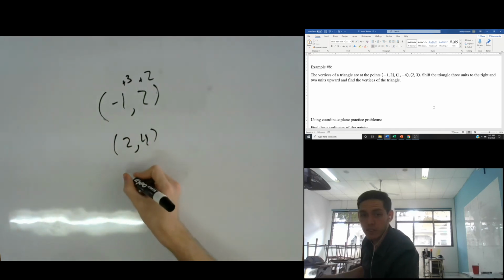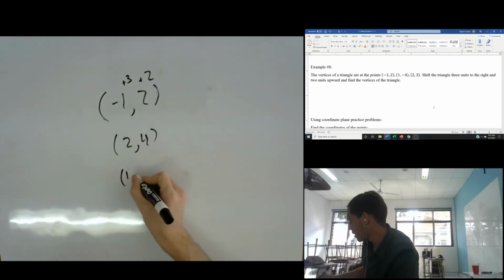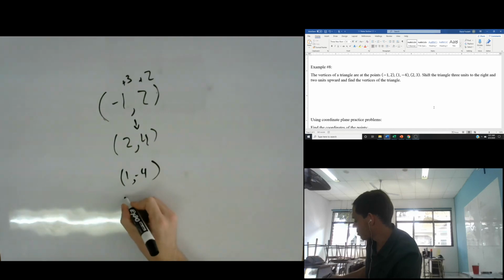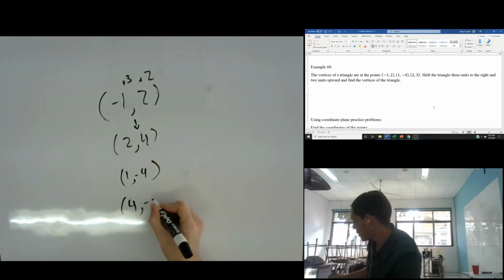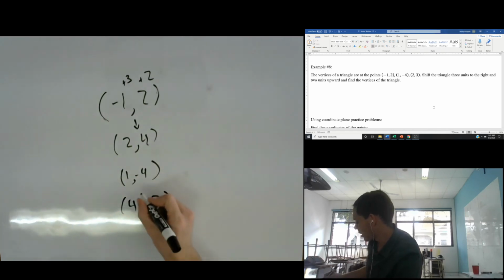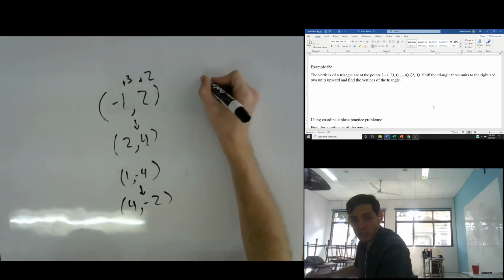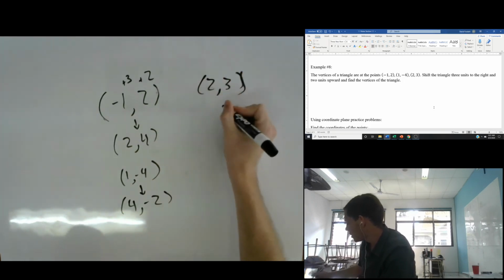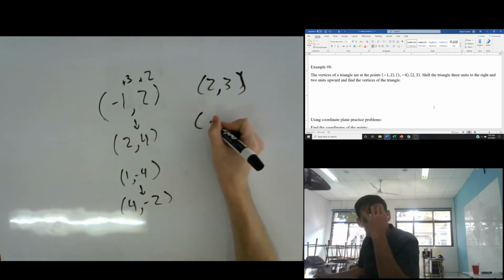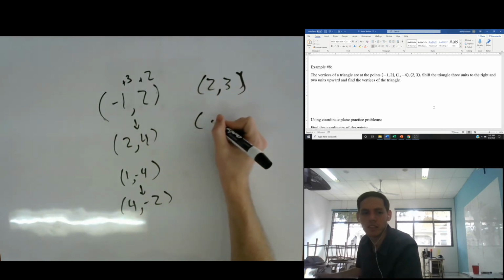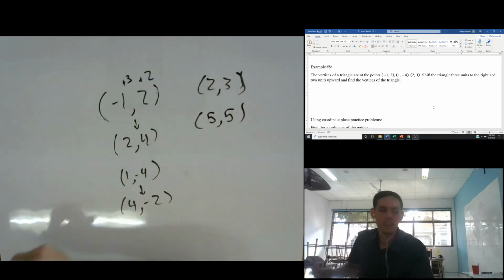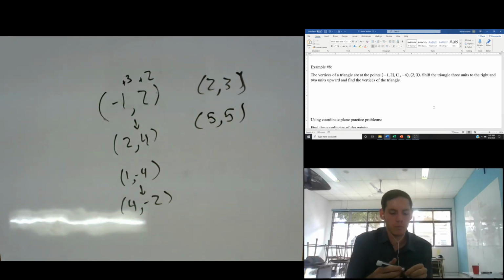And then if we do the next one, which is (1, -4), so this became this. This would become (4, -2). And then the last one is (2, 3). And that would shift and become, sorry that this went a little bit long, it would become (5, 5). Okay, that is it. The rest are practice problems.